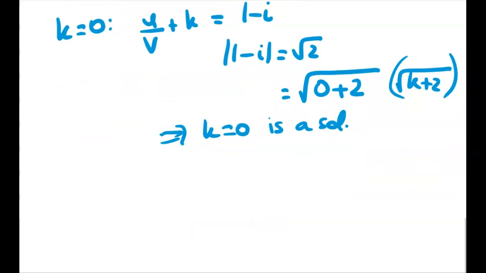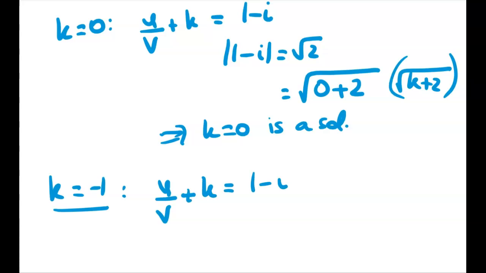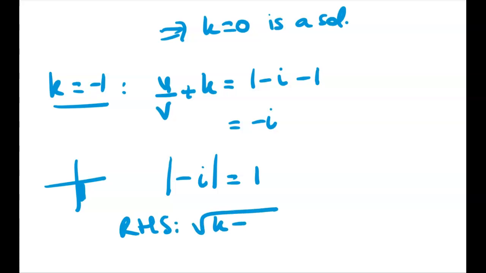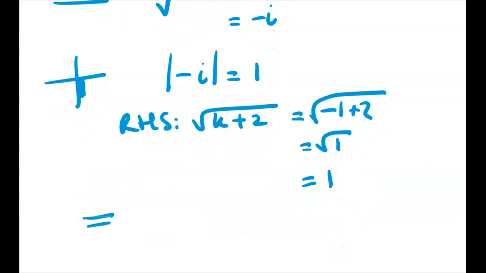Now we're going to do the same thing for k is equal to -1. So now we get u over v plus k is equal to 1 minus i, take away 1, which is -i. And the magnitude of -i is equal to 1. Looking at the right-hand side, the square root of k plus 2 is equal to the square root of -1 plus 2, which is the square root of 1, which is 1, which means that k equals -1 is also a solution.